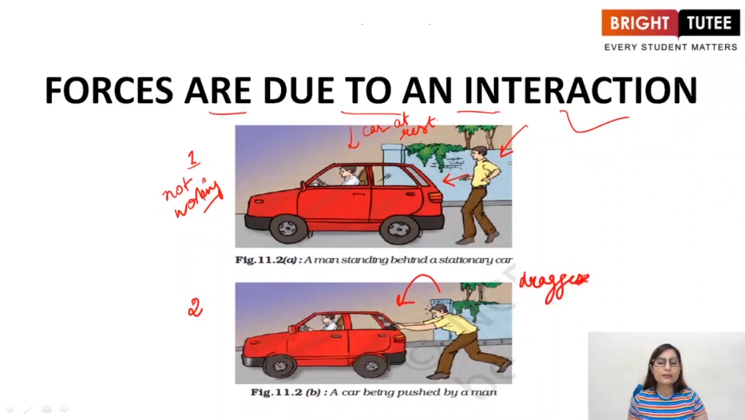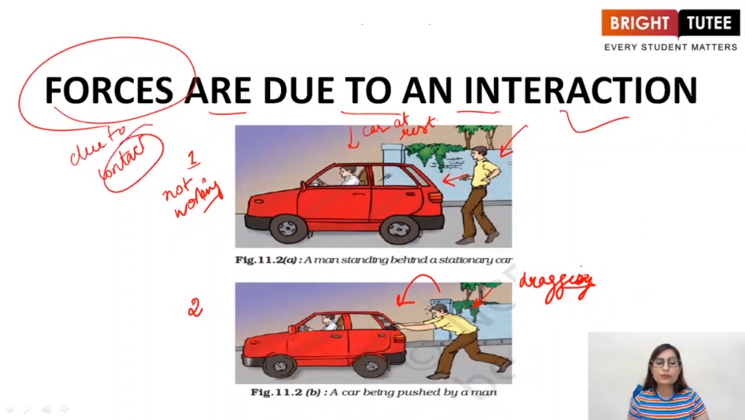Basically, the car is moving because this man is now pushing the car. So what did we learn? That unless there was an interaction between both of them, the car did not move. So how was it able to move? When the man came in contact with the car, it was able to move. So here force has taken place due to contact, right?